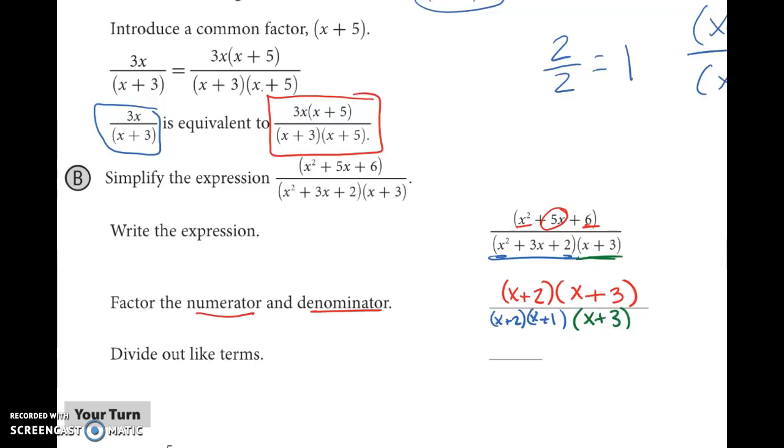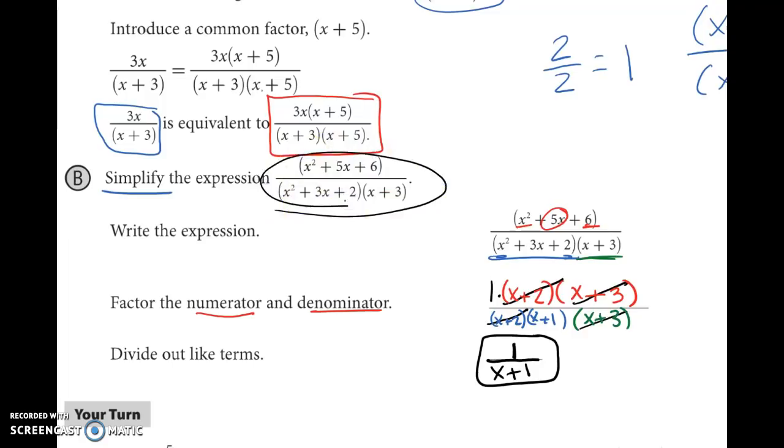And now we're simplifying, right? That's what the directions said to do. So let's go ahead and simplify, and let's see if we have any common factors that we can divide out. I see an x plus 2 here and an x plus 2 here. I see an x plus 3 and an x plus 3. And so on top, I have 1, right? Because isn't x plus 2 divided by x plus 2 just 1? So it's like the whole top is just multiplying by 1. And then left on bottom, I have x plus 1. So my simplified expression, I started with this guy, I factored, and then I divided out. And this is my simplified version.